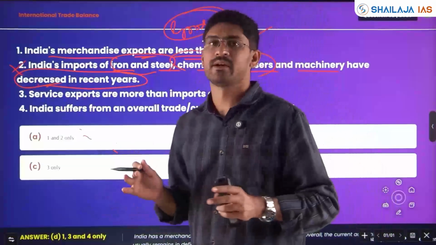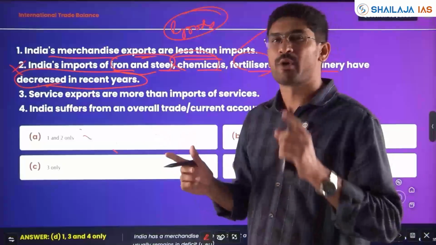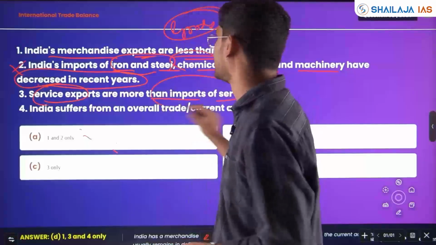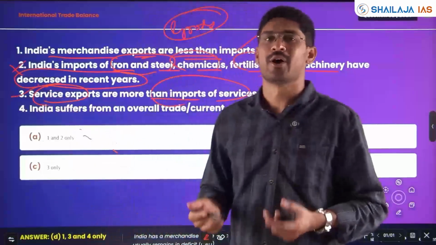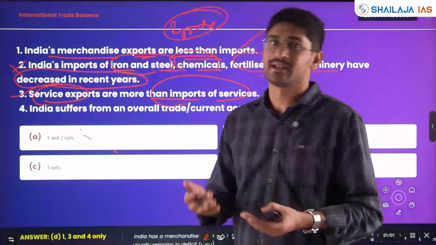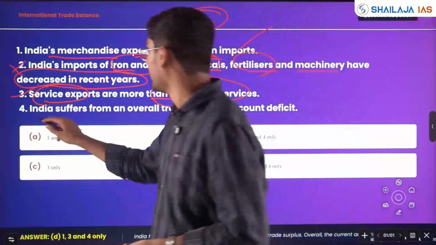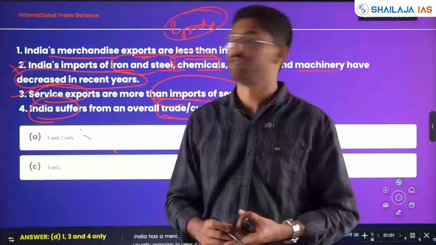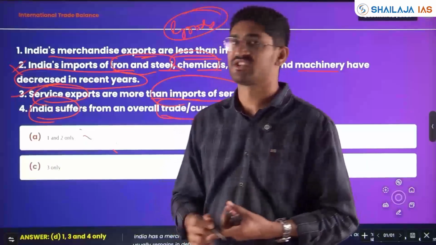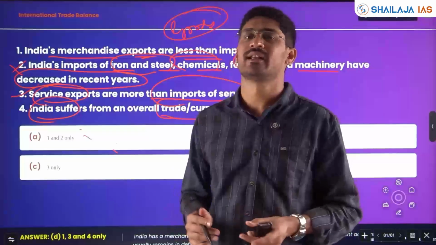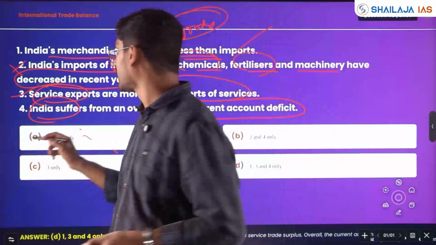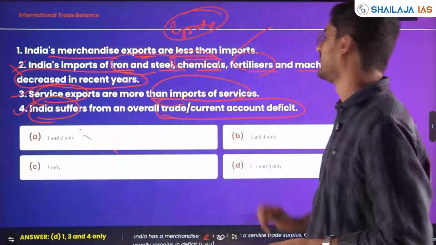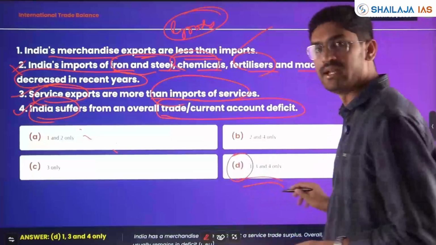So even if I don't know the statement, I'll be able to deduce it by logically understanding what I have read. Service exports are more than imports of service. Yes, India is a service surplus country. Software is the major leading service which India is producing. India suffers from an overall current account deficit. Yes, due to goods. For example, with the USA we have a trade surplus, but with China we have a huge trade deficit, and with most other countries we have a trade deficit. So our current account deficit is there. So the answer is 1 is right, 3 is right, 4 is right. Three pairs, 1, 3, 4. Option D. Clear?